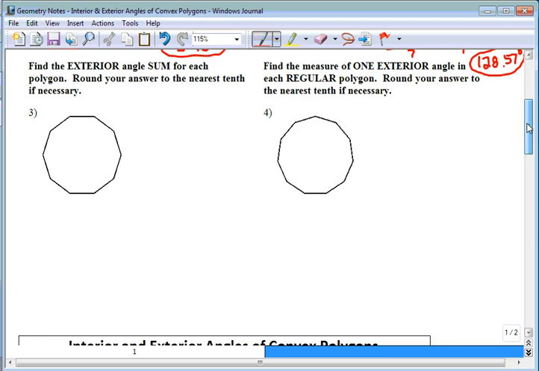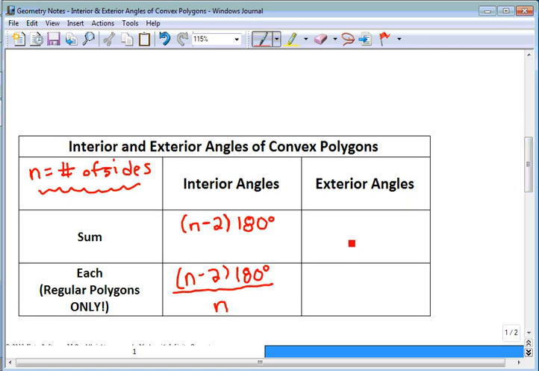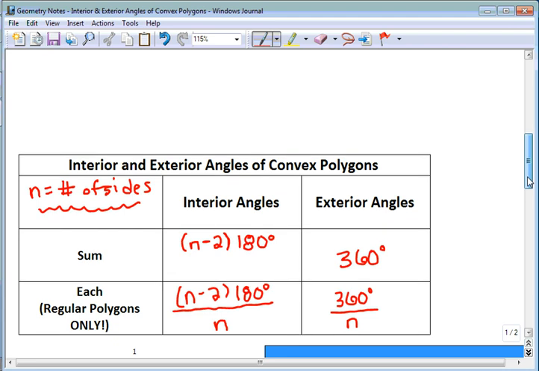Okay, now let's talk about the exterior angles of a convex polygon. This is the easiest formula you'll probably learn all year. The total for the exterior angles of any convex polygon is 360 degrees. It just is 360 degrees. Now, just like for the interior angles, if I want to find one of these angles for a regular polygon, I just average it. So I take the total, which is always 360, and I divide by how many there are. There are n angles, just like there are n sides. The number of sides and the number of angles are always the same.